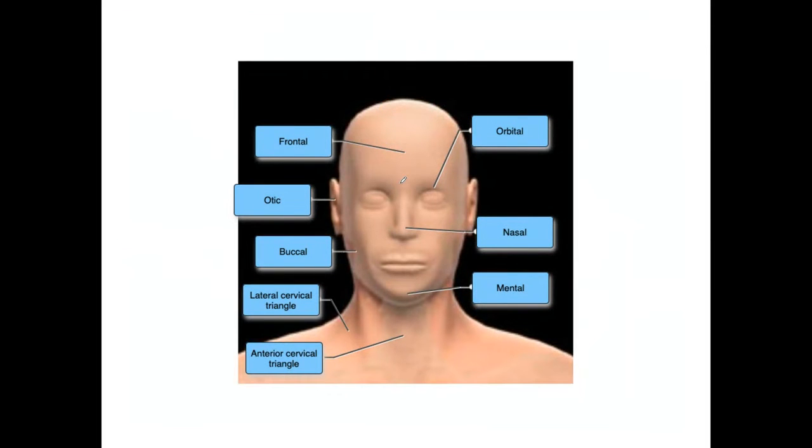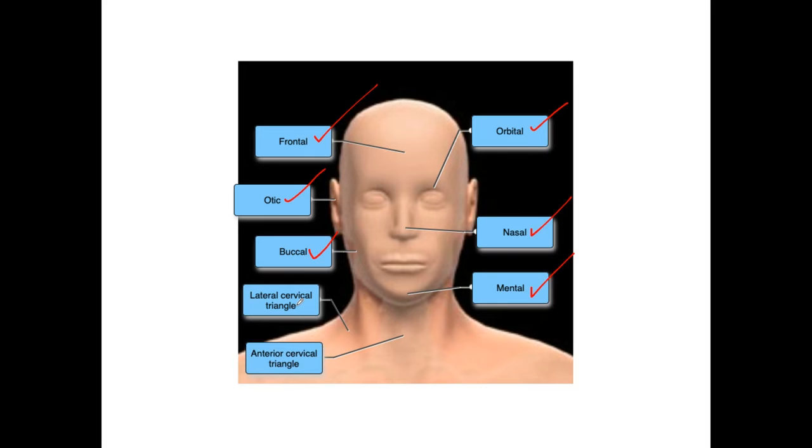This has shown up in the past on a Connect quiz, and again, it's drag and drop. So we covered frontal. We know the eye is ocular or orbital. We know the nose is nasal. The chin is mental. The cheek is buccal. The ear is otic.